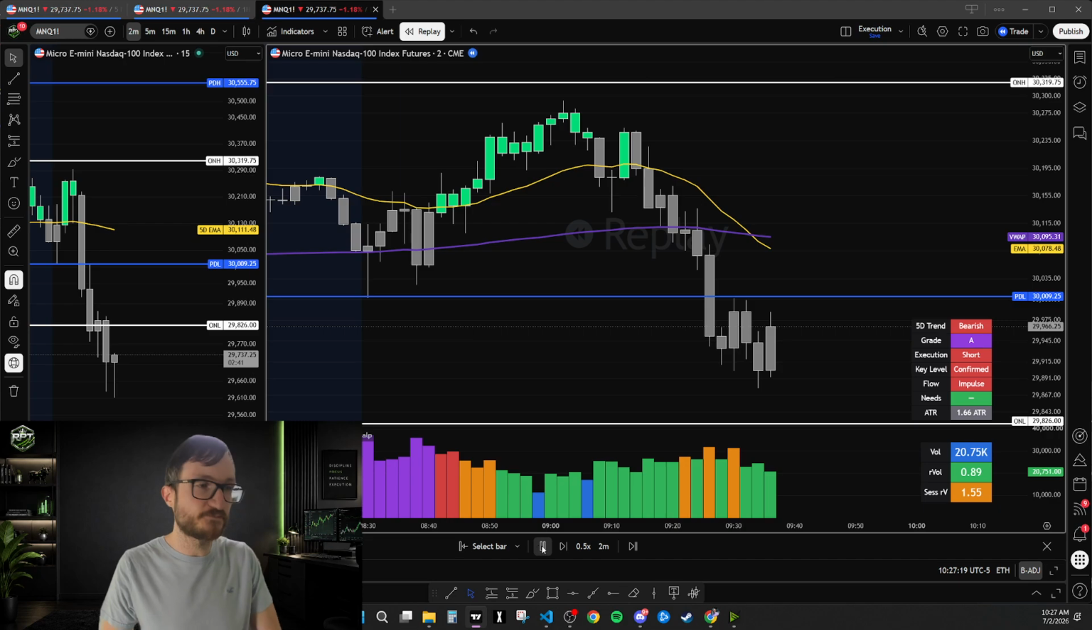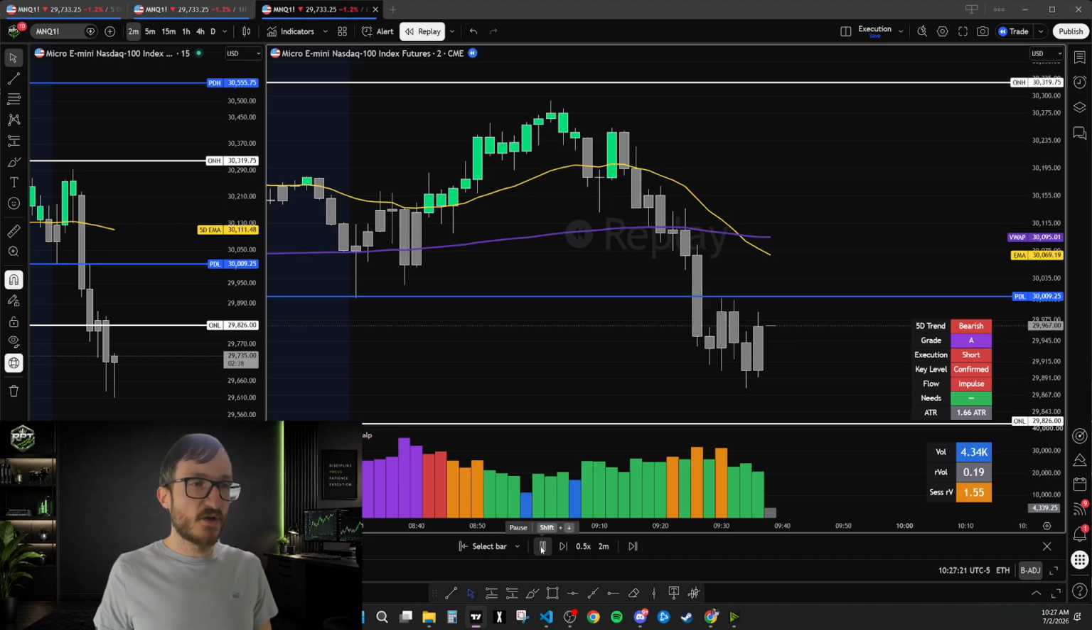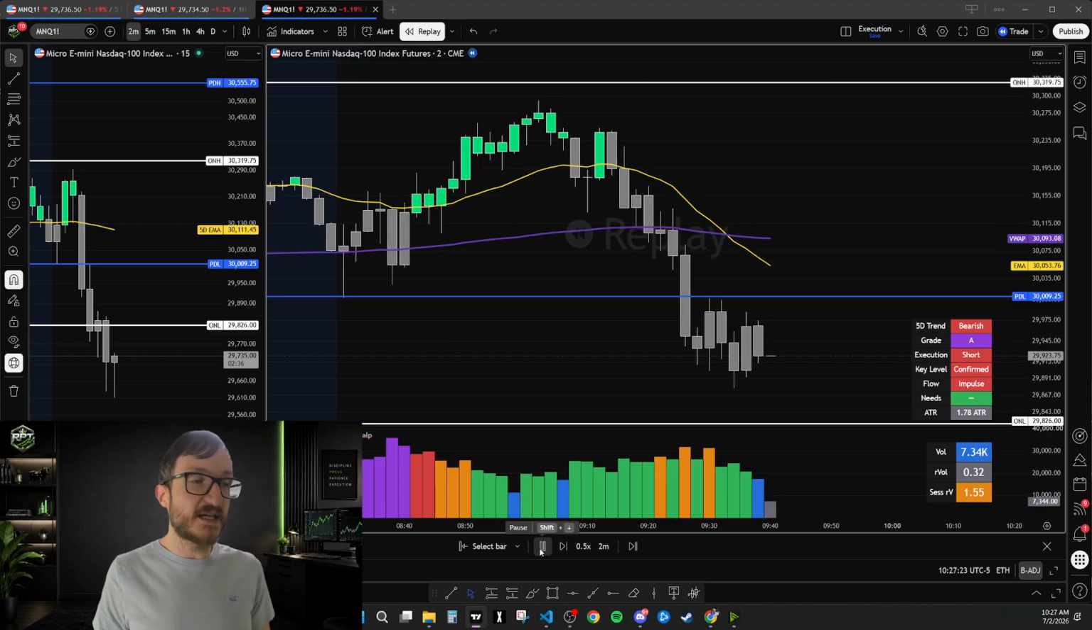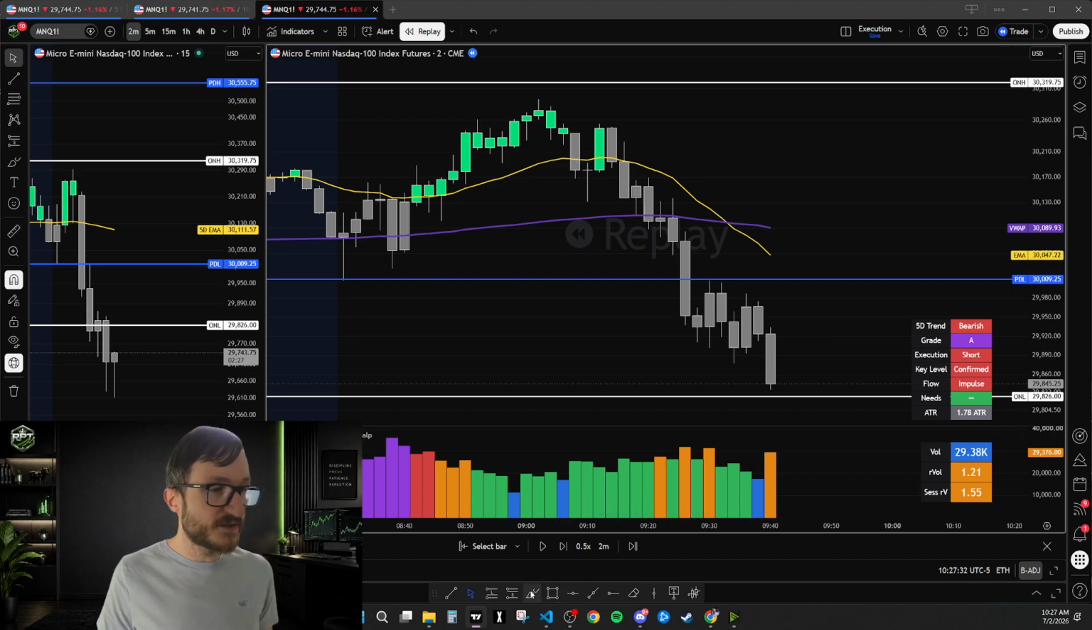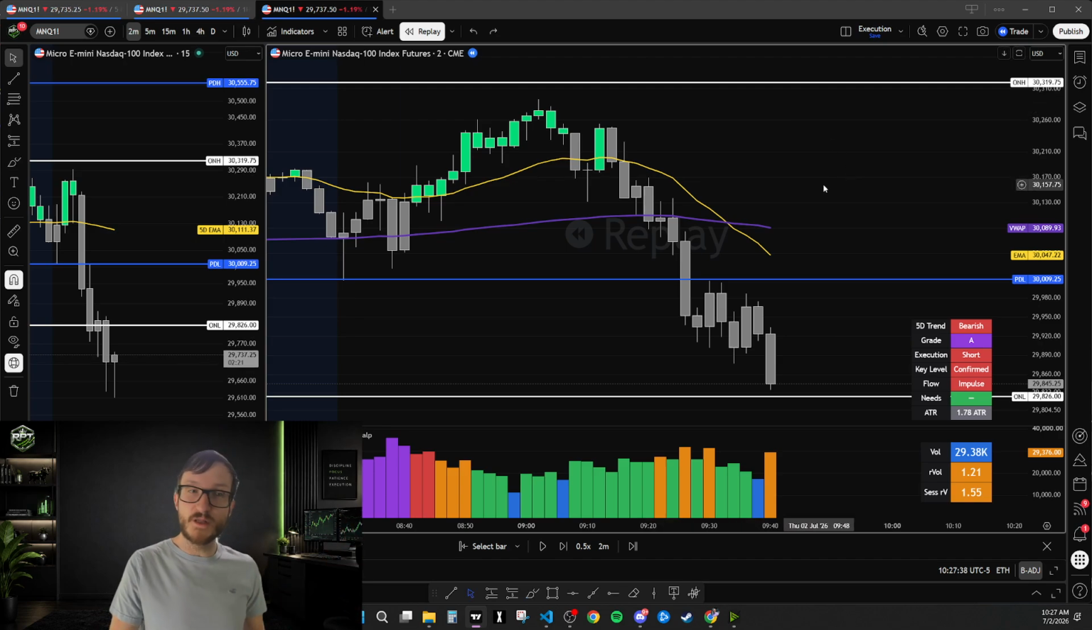Check this out. I press play. Now I enter on the break of this consolidation right into here. This candle that starts breaking, obviously I'm not waiting for it to finish, but my stops go above these swing levels up here, right? And I'm targeting a move lower.